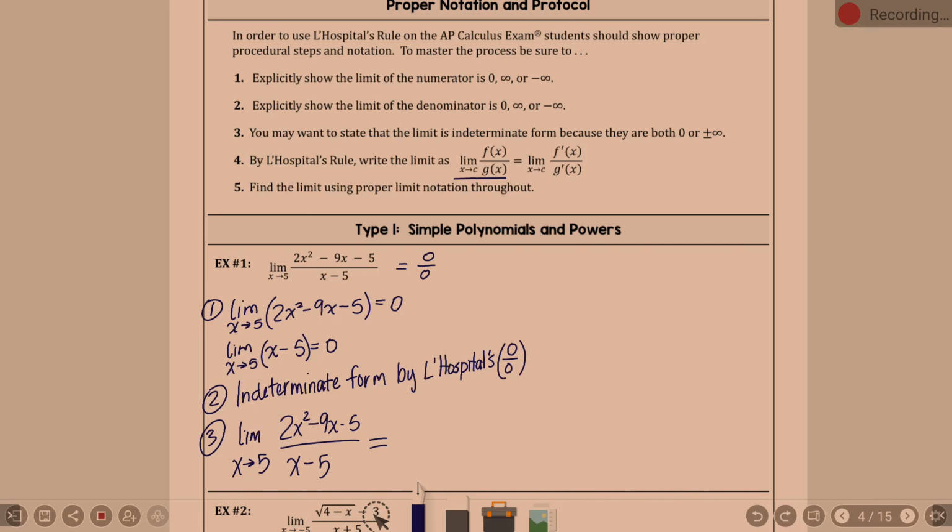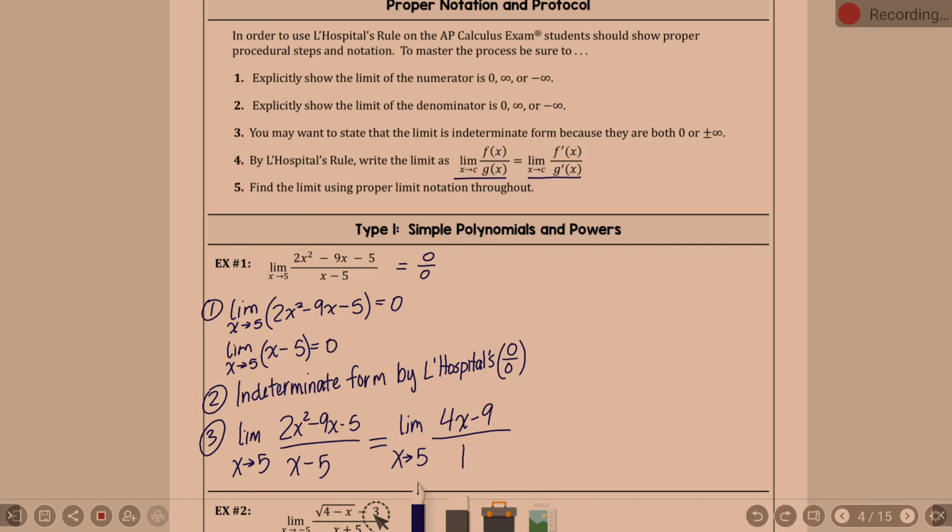What can we do with both top and bottom? We can take the derivative, not a quotient rule. Okay, this is something special. This is L'Hopital's rule, derivative of the top, derivative of the bottom. So it's still going to be the same limit. The limit as x approaches 5 of, what's the derivative of 2x squared minus 9x minus 5? 4x. Over, what's the derivative of x minus 5? 1.